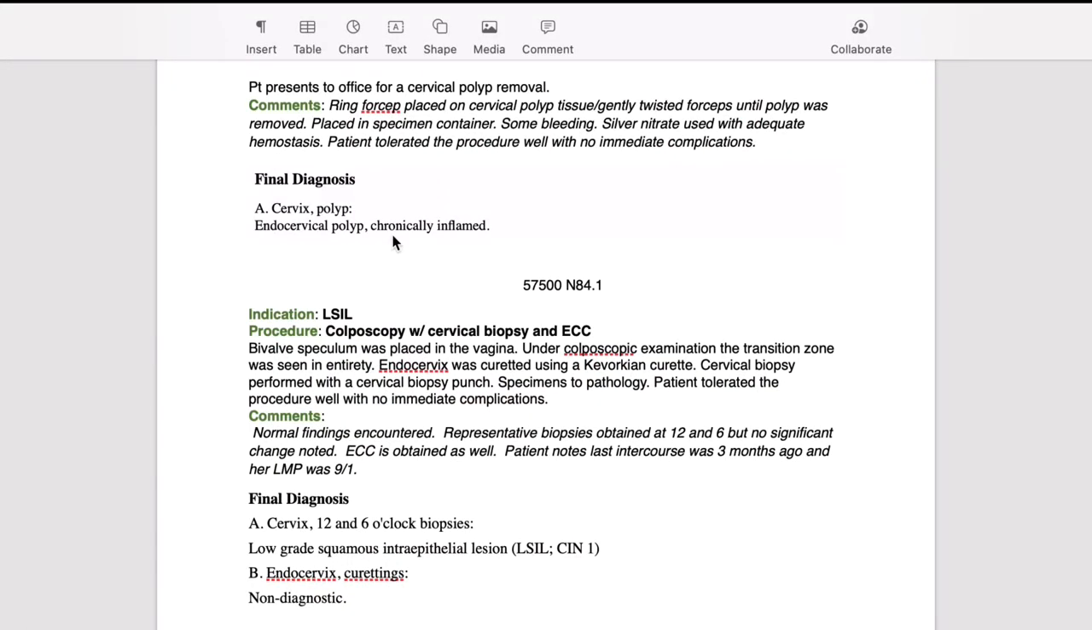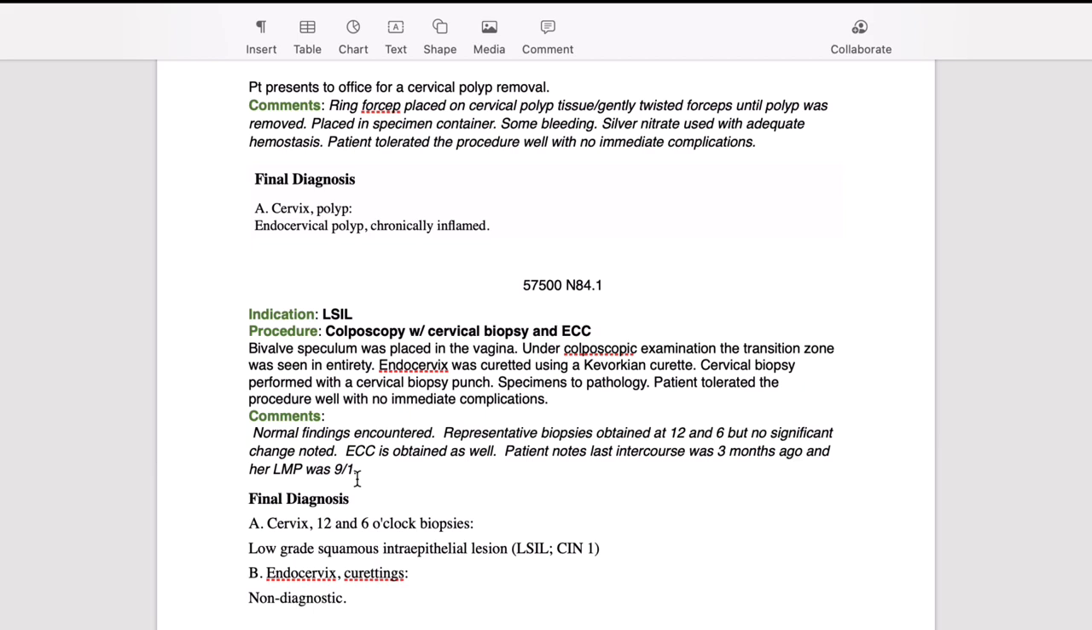So moving to number five, we have, let's see, LSIL. So that is going to be low grade squamous intraepithelial lesion. We're doing a colpo with cervical biopsy and ECC. It says the speculum was placed in the vagina. Colposcopic examination of the transformation zone was seen. The endocervix was curetted using the Kevorkian curette. A cervical biopsy was also performed with the biopsy punch. And patient tolerated the procedure well. The comment, she says, normal findings encountered. Representative biopsies obtained at 12 and 6, but no significant change noted. ECC is obtained as well. Patient notes that last intercourse was 3 months ago and LMP is 9-1.